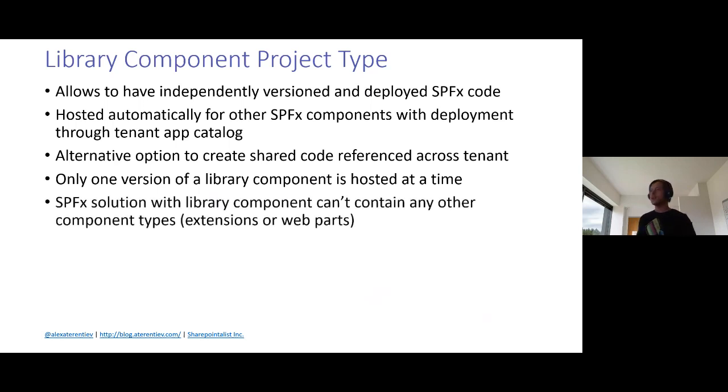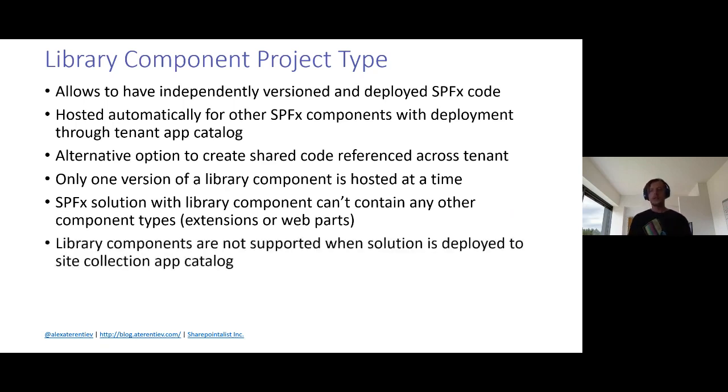The next one: a solution with a library component cannot contain any other component type. So you can mix and match web parts and extensions in one single solution. But if you want to create a library component solution, you cannot add web parts or extensions in there. And library components are not supported when they are deployed to a site collection app catalog. So basically, your library component solution, as well as the web part solution that will be using the library component, both need to be installed to the tenant-level app catalog.